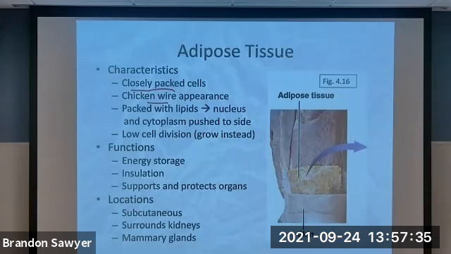These fat cells are just totally packed full of different types of lipids, so much so that the nucleus is always pushed completely to one side of the cell. You'll notice these big cells, usually whitish, with a little nucleus pushed off to the side. Its big functions: energy storage, insulation, supports and protects organs. The three locations you'll need to know: subcutaneous, right underneath our skin; surrounding our kidneys, we have kidney fat pads that really protect our kidneys well; and then the mammary glands.